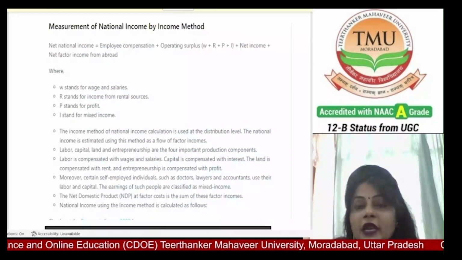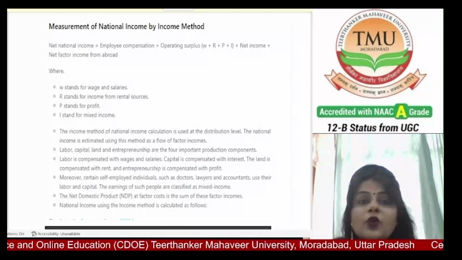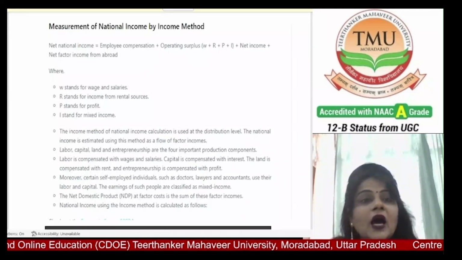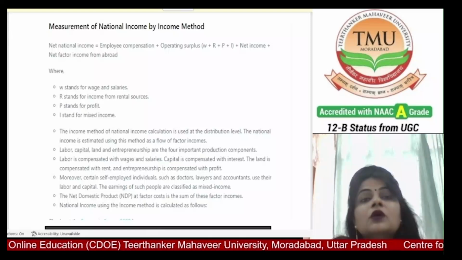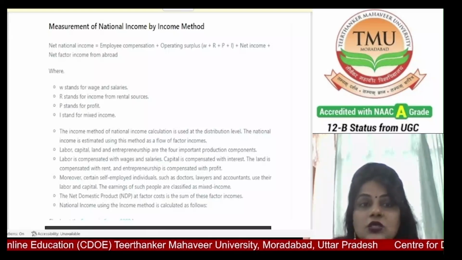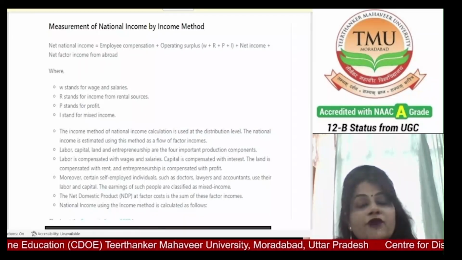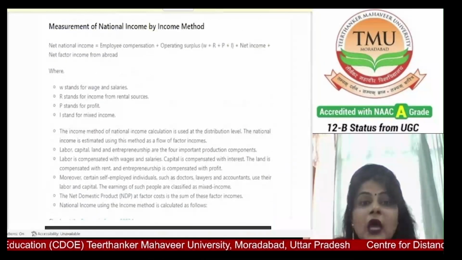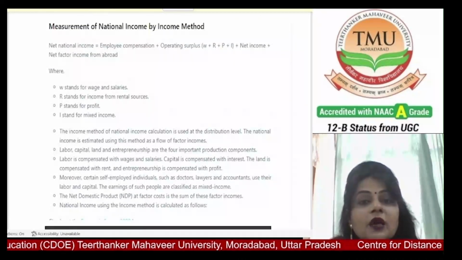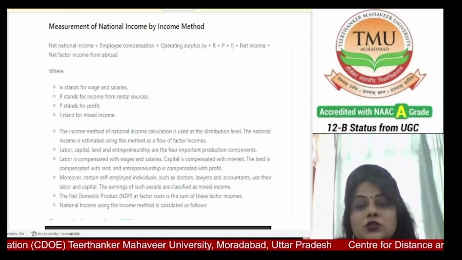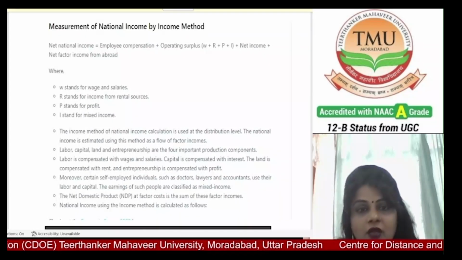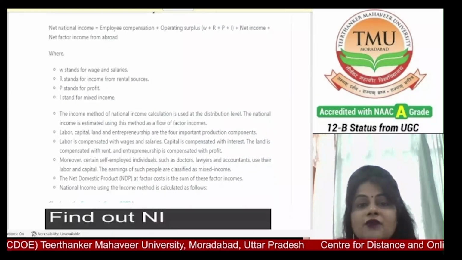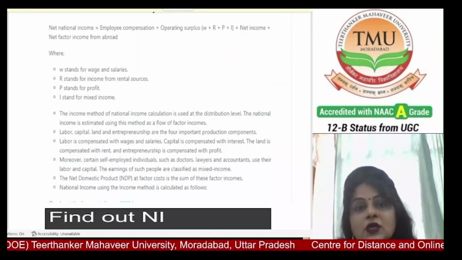I stands for mixed income. W stands for wages and salaries. R stands for income from rental resources. P stands for profit and I stands for mixed income. So the income method of national income is calculated using the distribution level. The national income is estimated using this method as a flow of factor incomes.